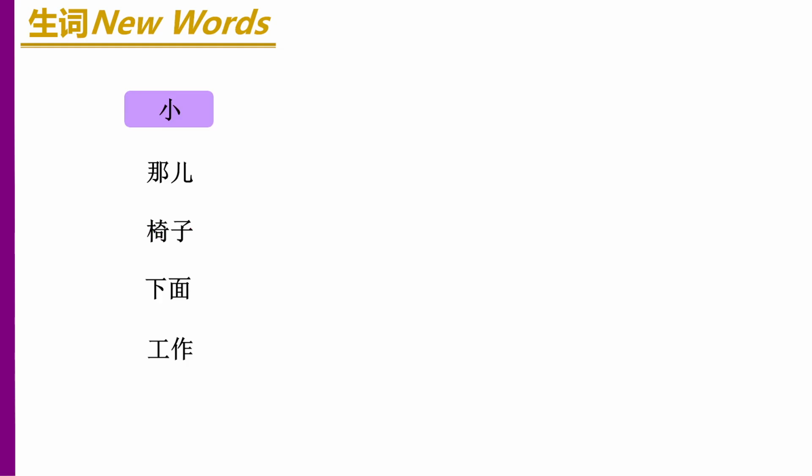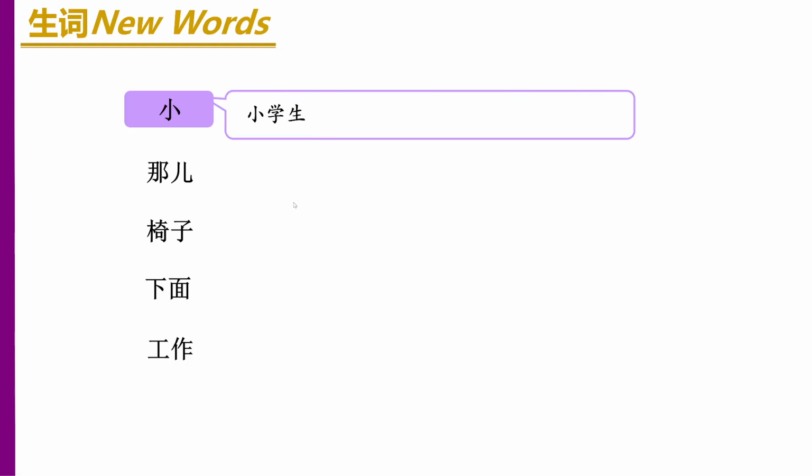So now we're going to try to see this. 小, small, we have seen. So we can say, for example, 小学生. So what is 小学生? Small student? We can't say that in English, right? 小学生 means primary school student.